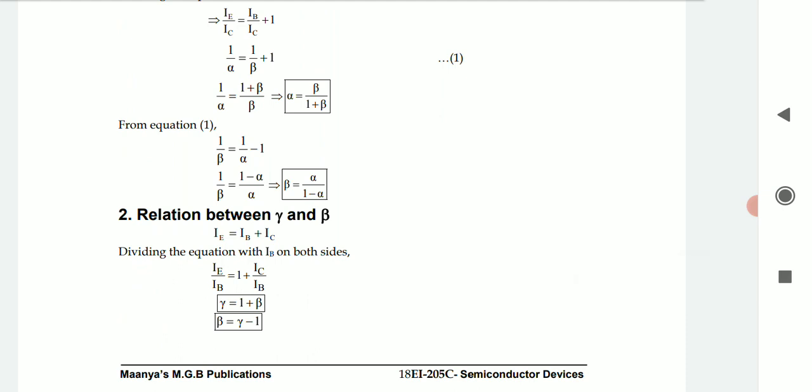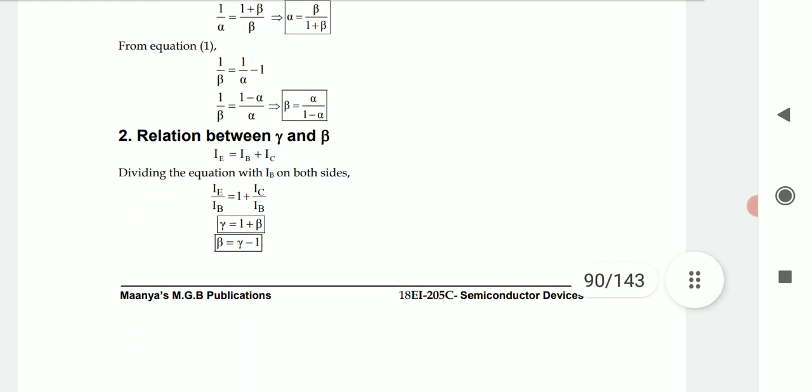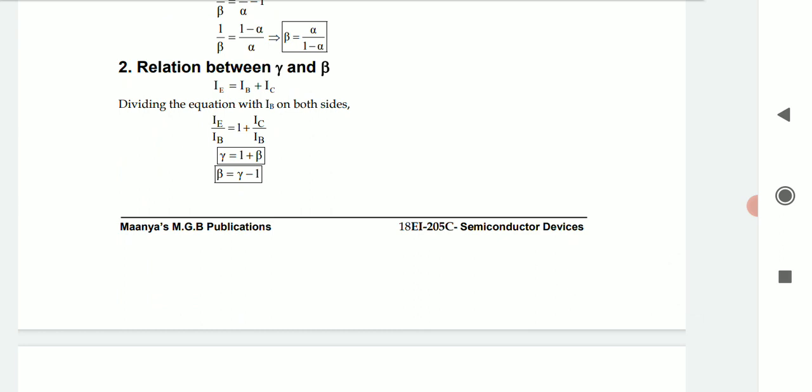Or beta is equal to alpha by 1 minus alpha. Any one of these two equations you can remember. In order to get the beta value, if alpha is given, you will get beta; alpha value if beta value is given, like this. Next, the relationship between gamma and beta.